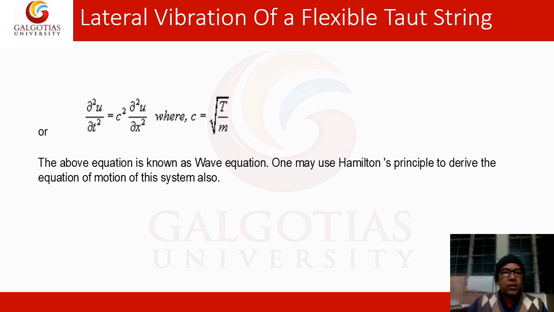Here c is a constant, c equal to the square root of T by m, and the above equation is also known as the wave equation. One may use Hamilton's principle to derive the equation of motion of this system also. So this system can be described using Hamilton's equations as well as the D'Alembert principle.